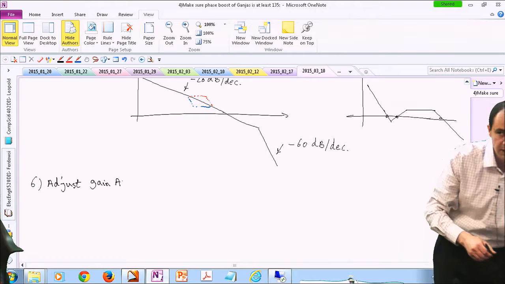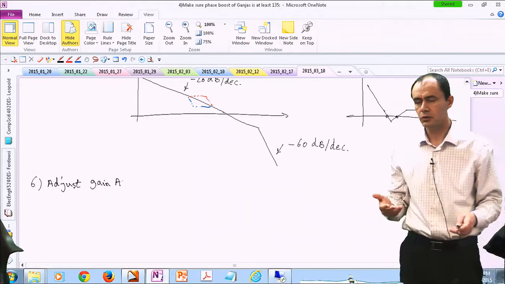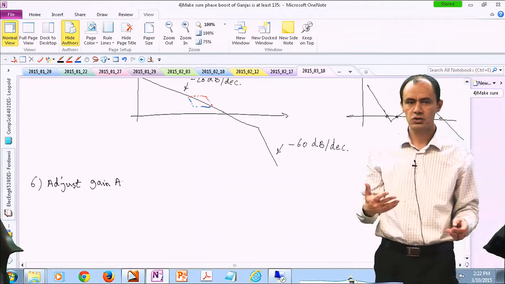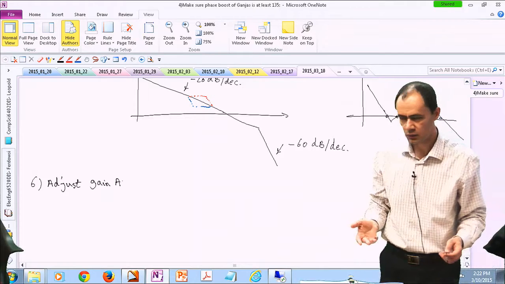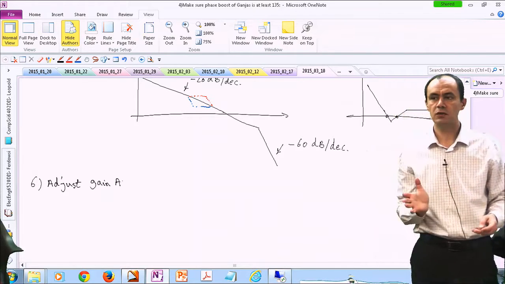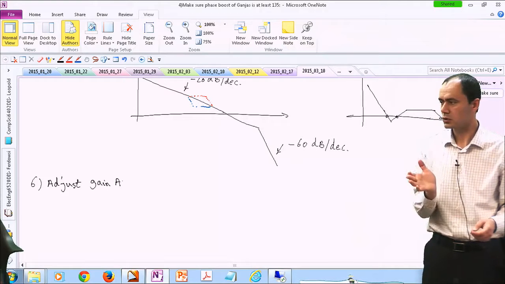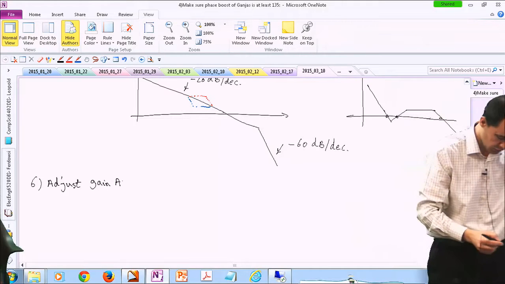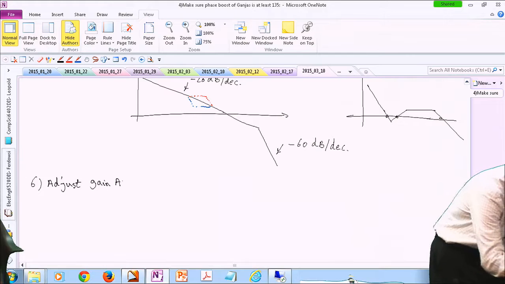Remember, this gain A is just a number being multiplied by your loop gain. So it doesn't really change your phase diagram. Your phase diagram is the same. If A is larger than 1, it is shifting your magnitude Bode plot up. If it is smaller than 1, it shifts it down. It's usually larger than 1.